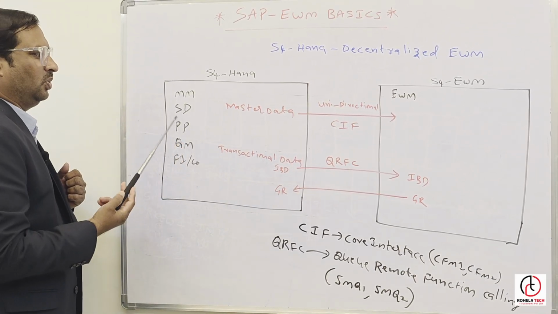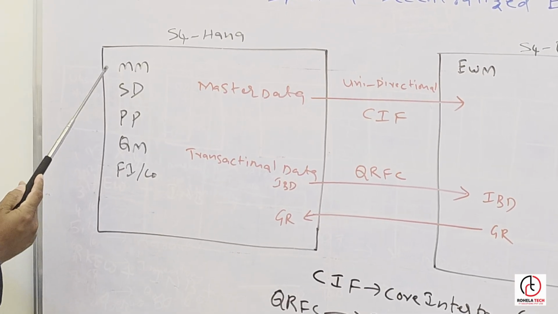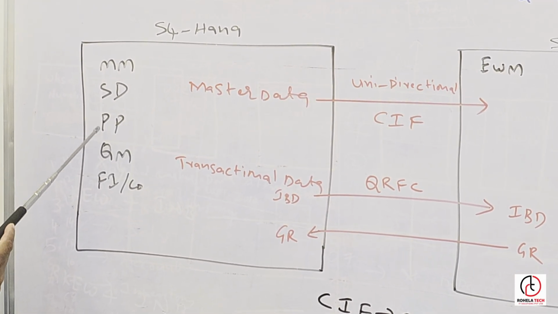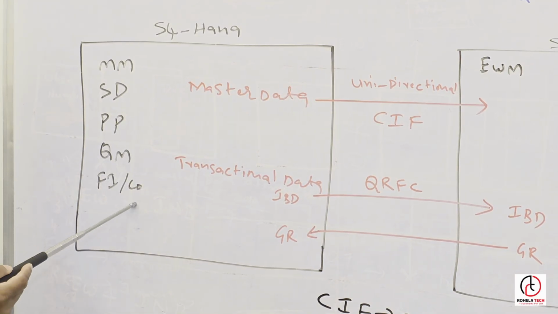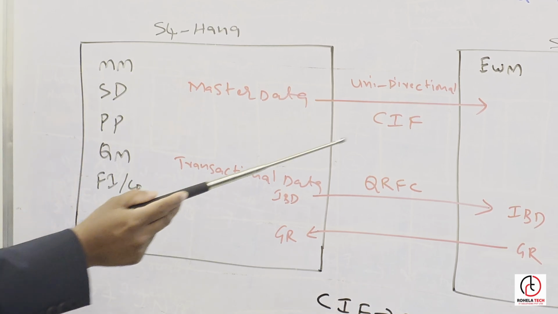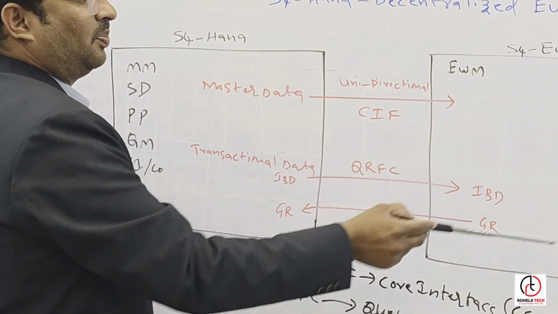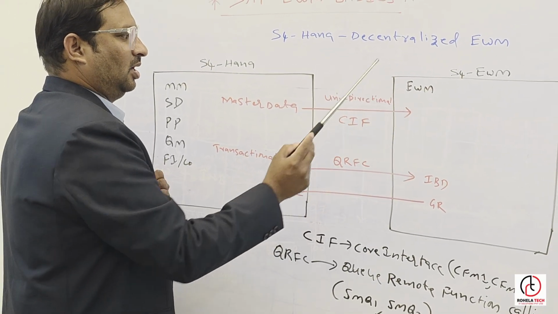In S4 HANA we have basic modules like MM, SD, PP, QM and FICO, finance and controlling. These are the basic modules available in S4 HANA. And in the separate S4 EWM box we have only one module called EWM.